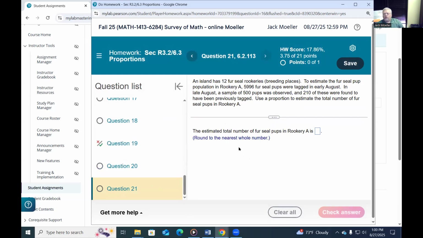Okay, so that is what we're doing for proportions. Proportions are a useful topic. We're going to see them again in various places. So like I said, this is the third topic in the 6.2 section of the book. So there's a lot going on in that section.